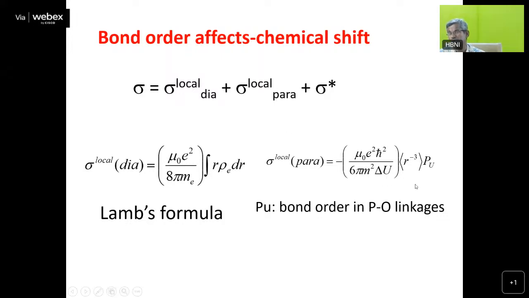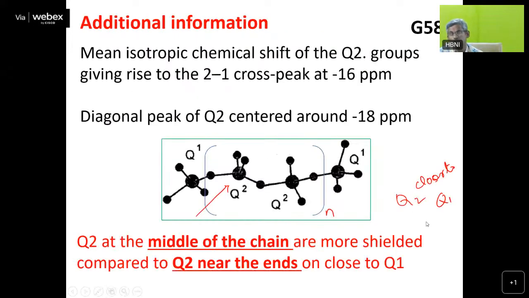Here the parameters are more or less the same. The only parameter which changes is the bond order. So the bond order of the PO changes when you go from the middle of the chain towards the end. Because at the end, in Q1, a lot of delocalization is there. The negative charge gets delocalized completely, and the bond order is higher. So its chemical shift value is also higher.